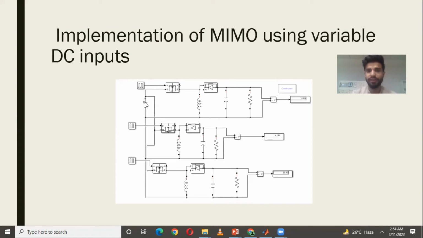So if we give 5 volt here, we will get 11.03 volts, which is closer to 12 volts, or 4.18, which is closest to 5 volts, or 23.15 volts at the output. So we keep changing the inputs and see that the output voltages remain constant.